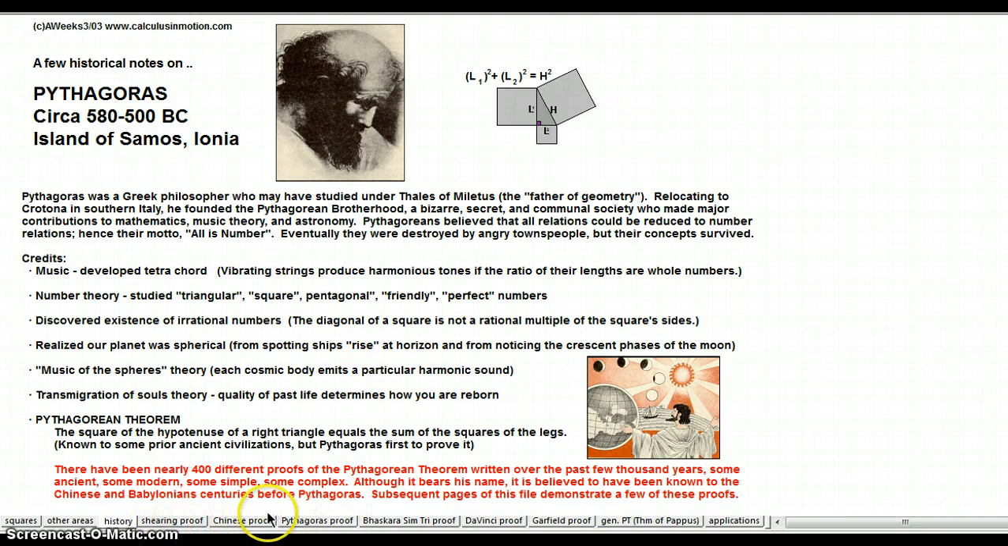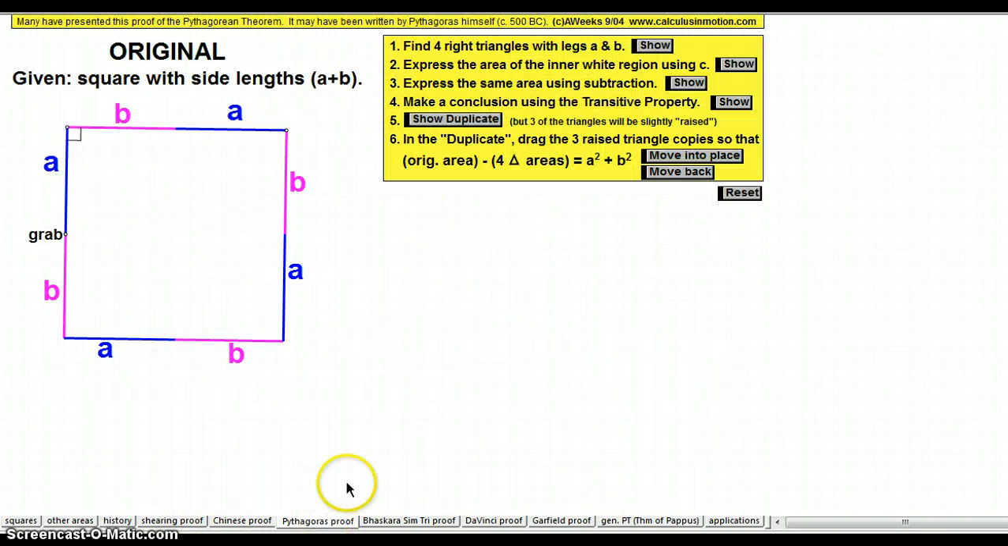If you look along the bottom here, there have been all kinds of different people who have studied the Pythagorean theorem, worked with that same exact idea, and tried to prove it in different ways. We're going to look at Pythagoras' proof just because it's very visual and geometric for us.